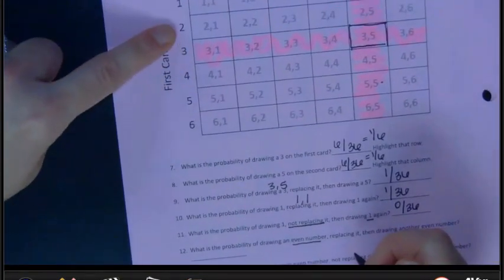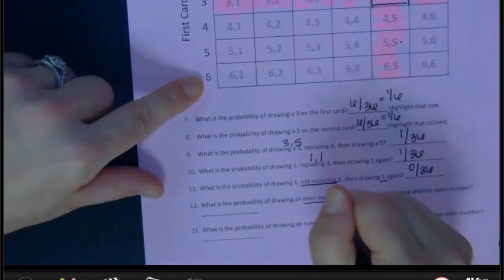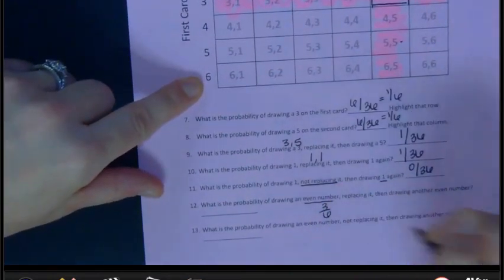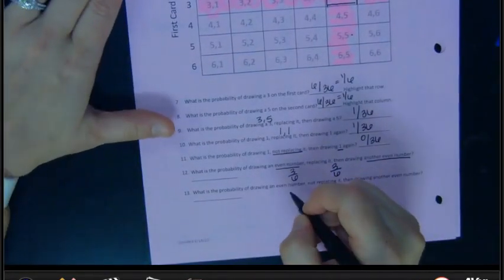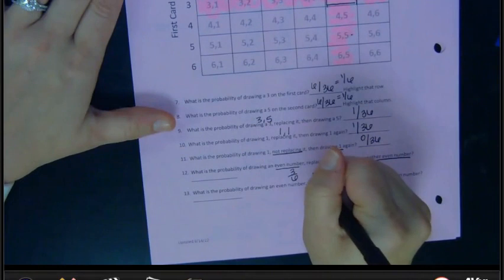So the probability of drawing an even number the first time, I have 1, 2, 3 out of 6 chance. Replacing it and then drawing another even, well, I have 1, 2, 3 possible chance. So 3 out of 6. Okay. So I have a 3 out of 6 the first time, a 3 out of 6 the second time.